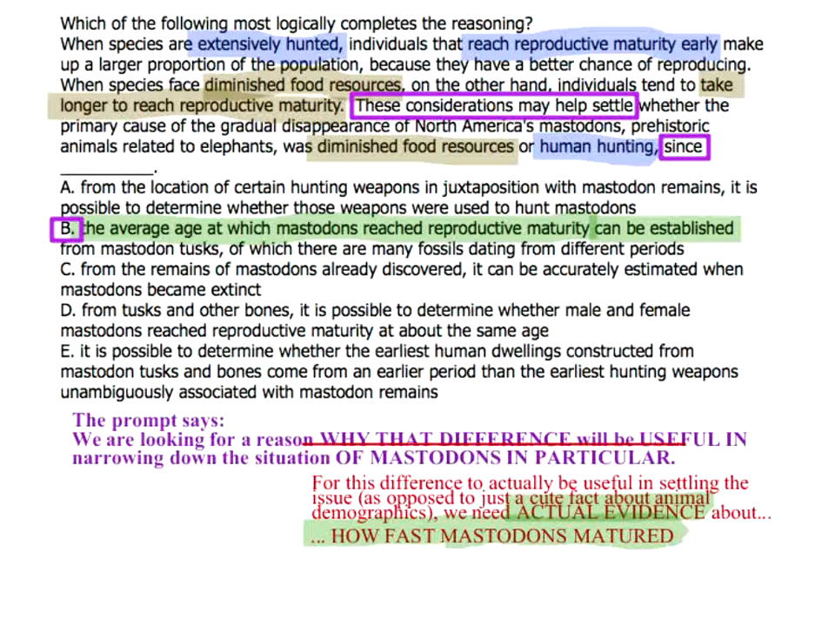So as far as the other choices are concerned, from the location of hunting weapons, it's possible to determine whether they were used to hunt mastodons versus doing other things with them. That's not going to help us. Because A would help us determine the purpose of the weapons that were found, but we don't care. When mastodons became extinct is not the issue. The issue is how fast did they reach reproductive maturity.